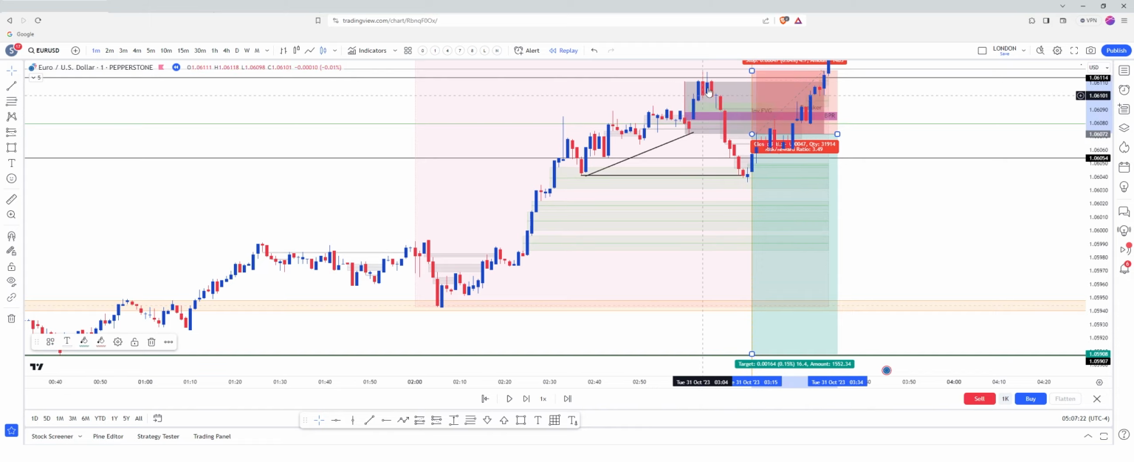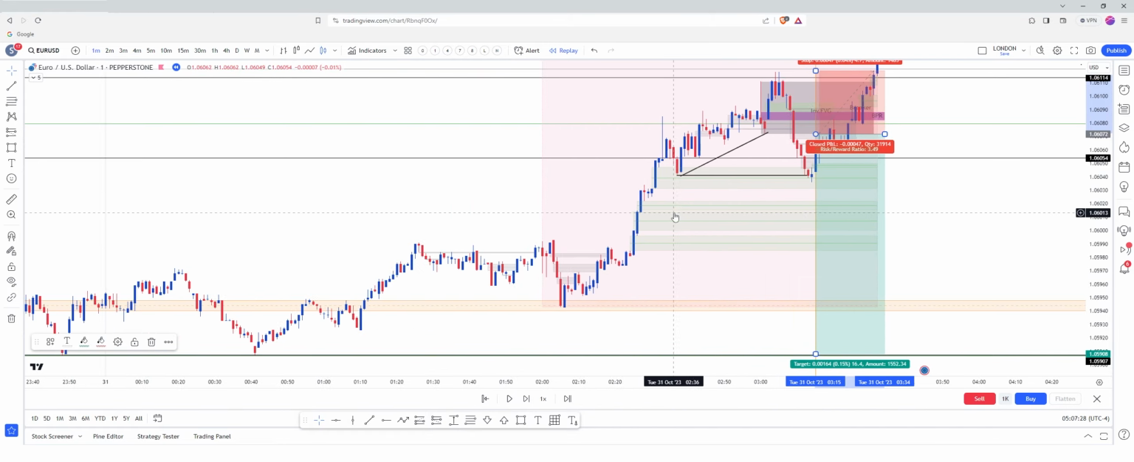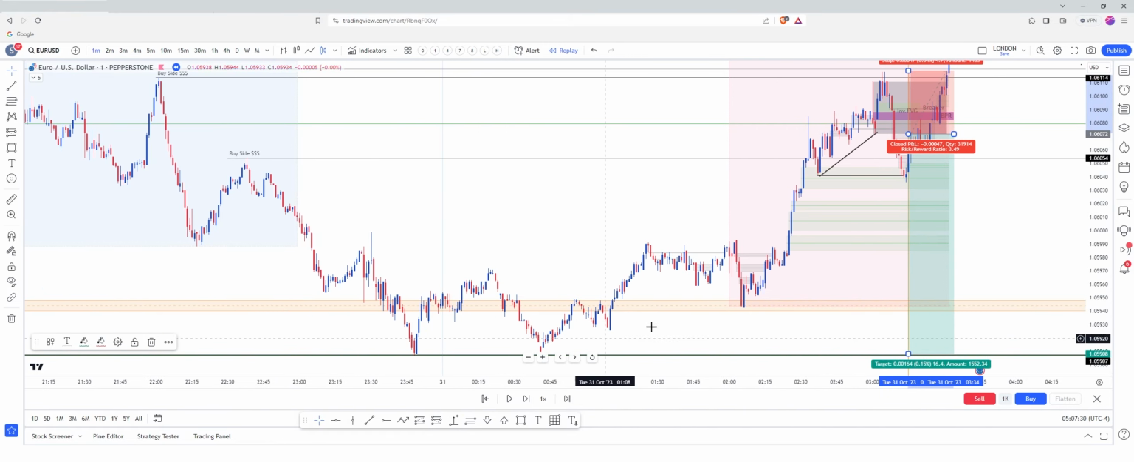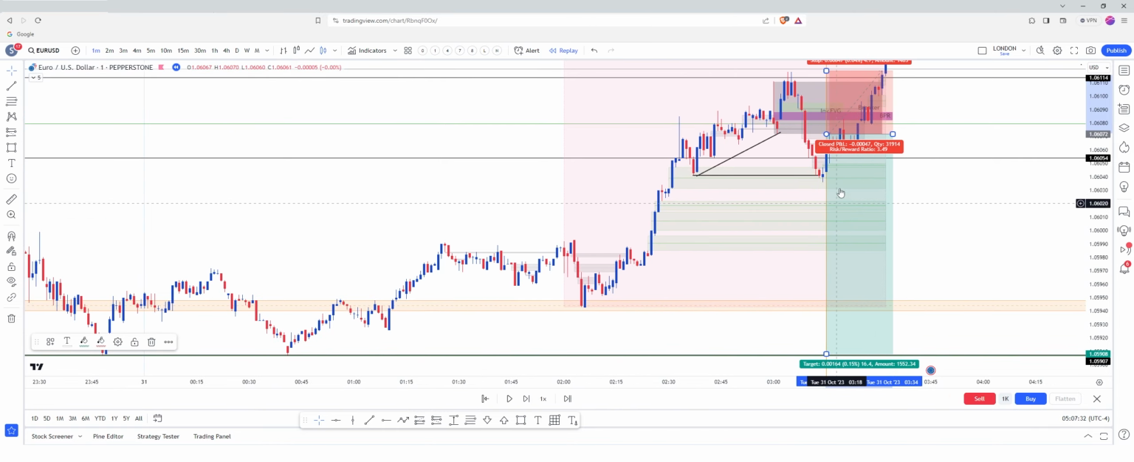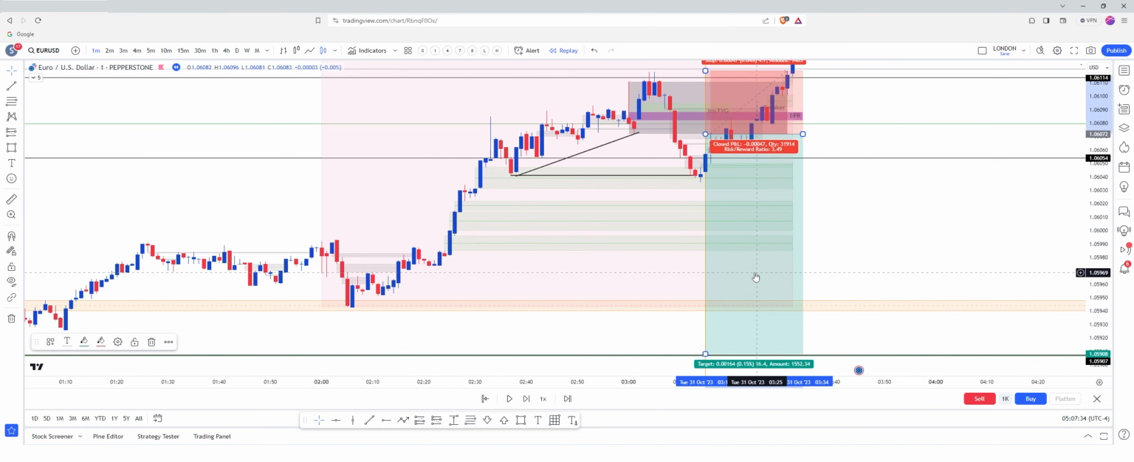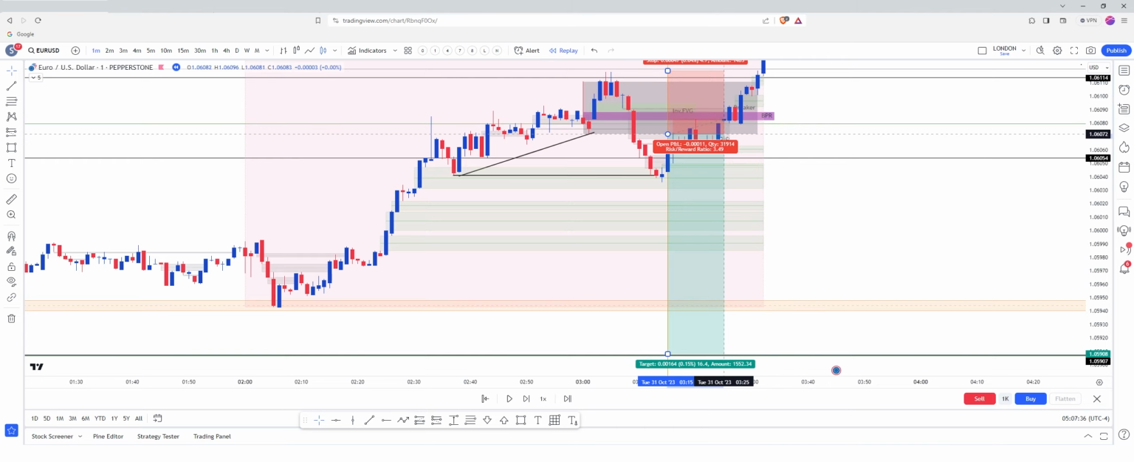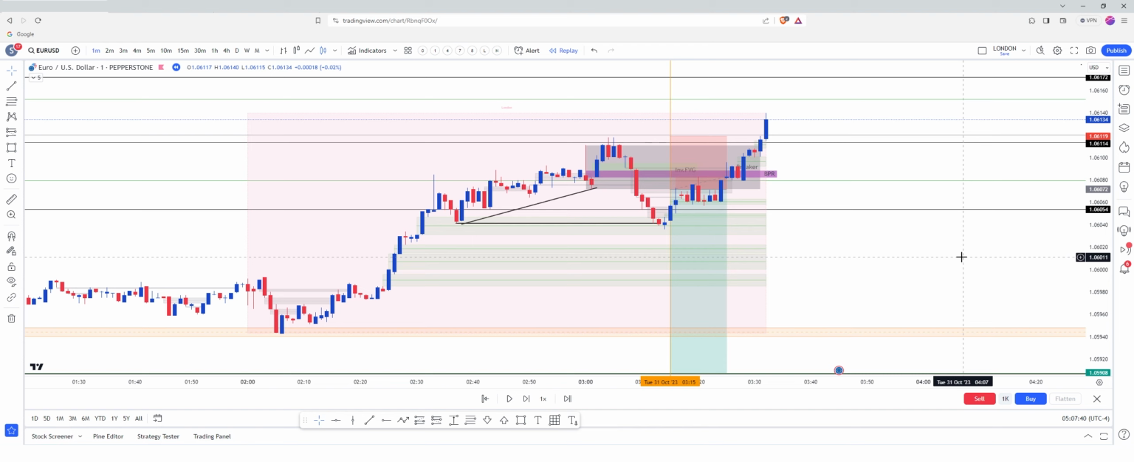I think that the setup, unicorn entry, was valid. We did have a sweep of minor liquidity here, massive inefficiencies, and I believe that this draw on liquidity was a strong draw on liquidity. So I think the analysis was solid. This was just one of those mornings where it didn't go in our favour. However, you don't get stuck on these things.